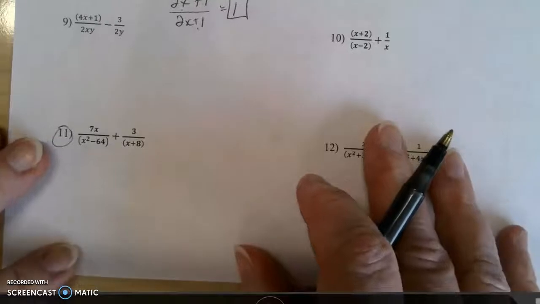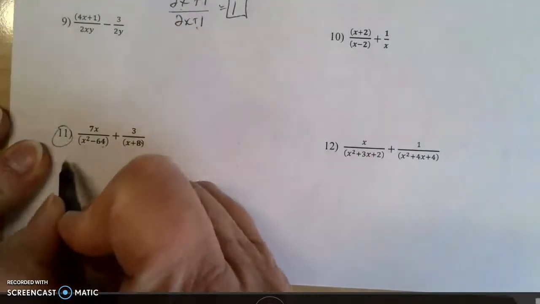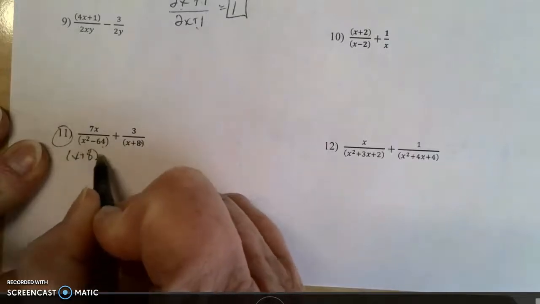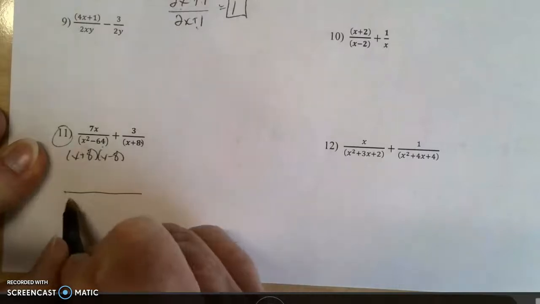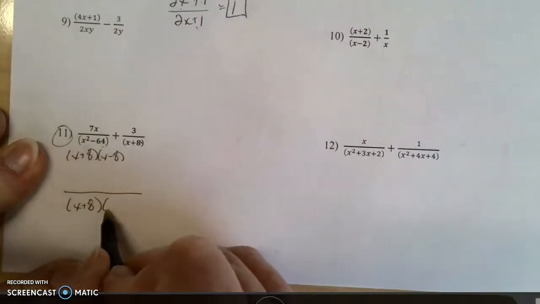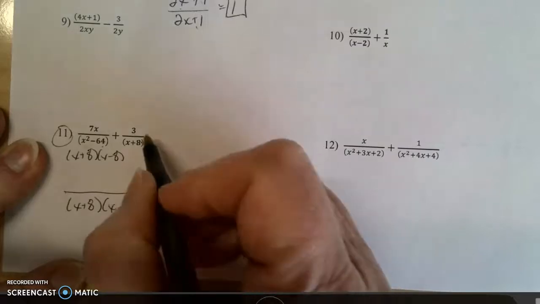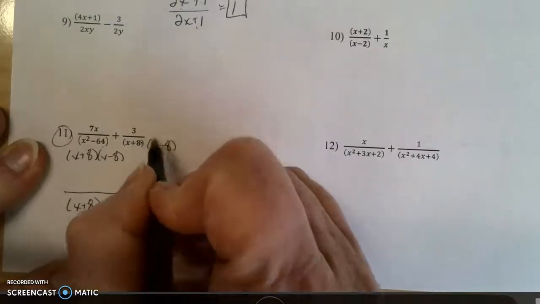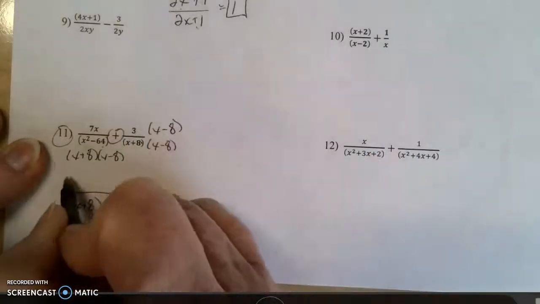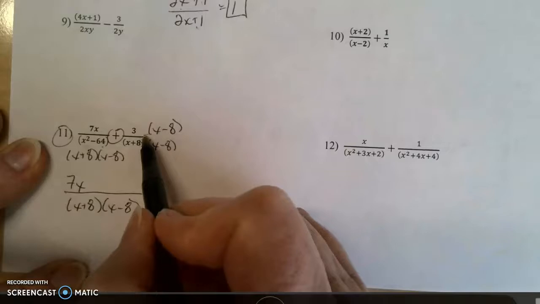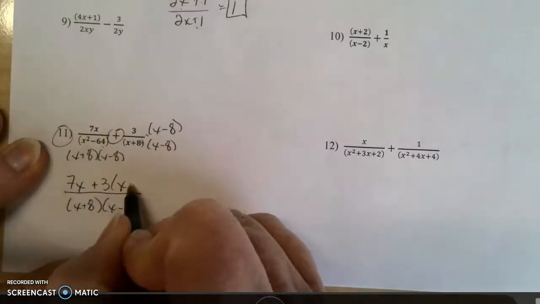Let's try without like denominators. So I have a factor here of x plus 8. If I factor this, I have x plus 8, x minus 8. So that means my denominator needs to be x plus 8 and x minus 8. So I notice that this one is missing the x minus 8. And I have a plus sign. My first one's not missing anything, but this one is missing the x minus 8.